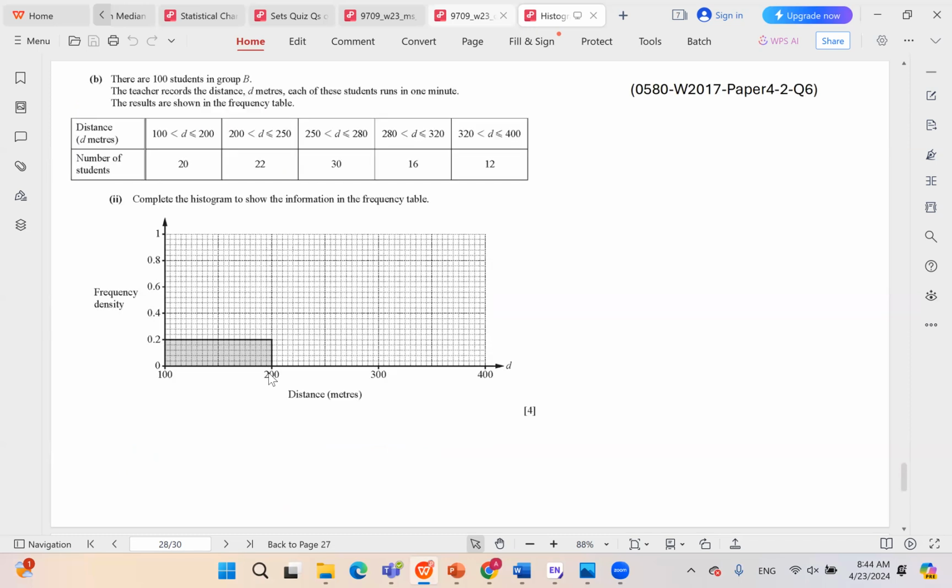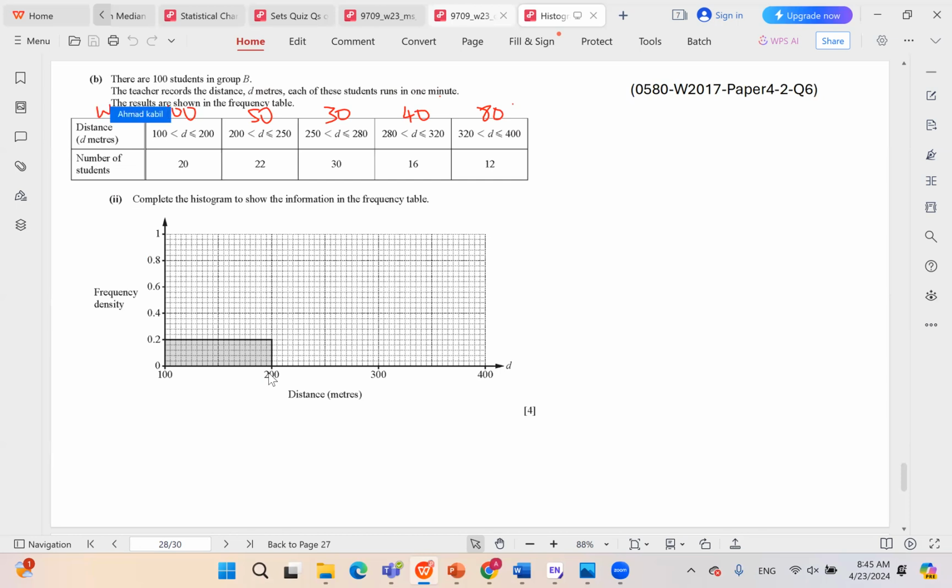For the final question in this video, we are told there are 100 students in group B. The teacher records the distance d meters each of these students runs in 1 minute. The results are shown in the frequency table. Complete the histogram to show the information in the frequency table. So again, we have to calculate the width first. 100, 50, 30, and then 40. Finally, 80. Now that we have our width, we want to get the height.